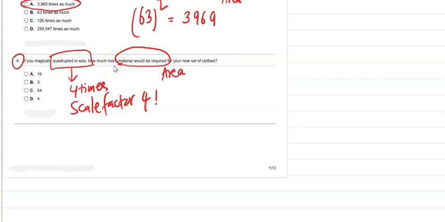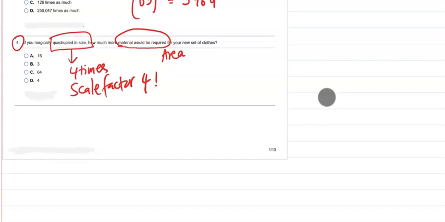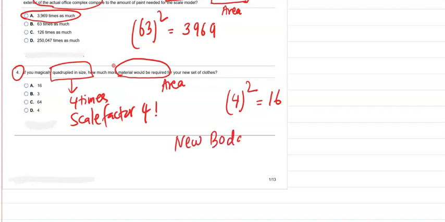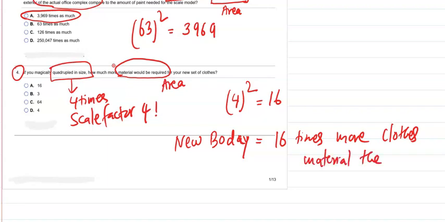So same as question number 3, you have a scale factor of 4. Area is scaled by the square of the scale factor, which is going to be 16. So for the new body, because your size is quadrupled, you need 16 times more clothes material than the original body. The answer is 16 times. So A is the answer.